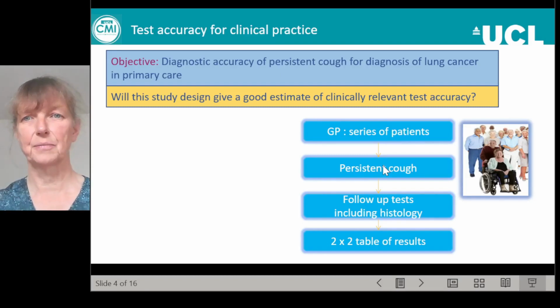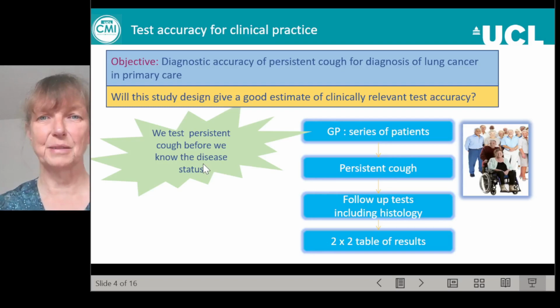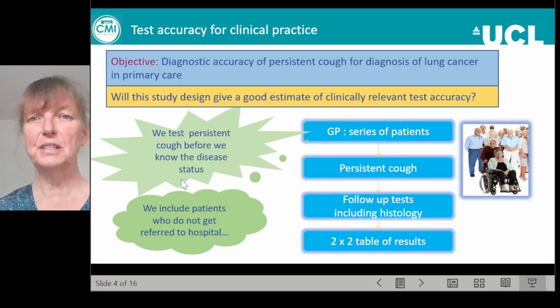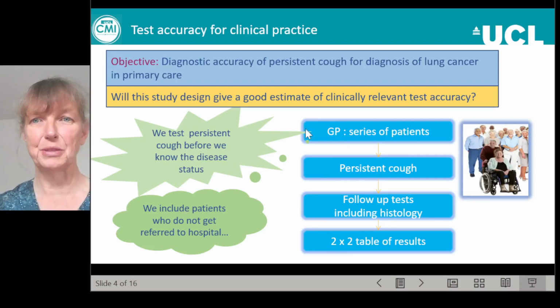Notice here that we're actually testing for the persistent cough before we know whether they've got lung cancer. So that's great, that's a positive. And also notice that we are actually including patients who don't get referred to hospital as well. So again, that's a real positive. We've actually got something that looks more like the real patients. So this feels much more comfortable than the other design for actually getting a proper estimate that we could use in clinical practice.